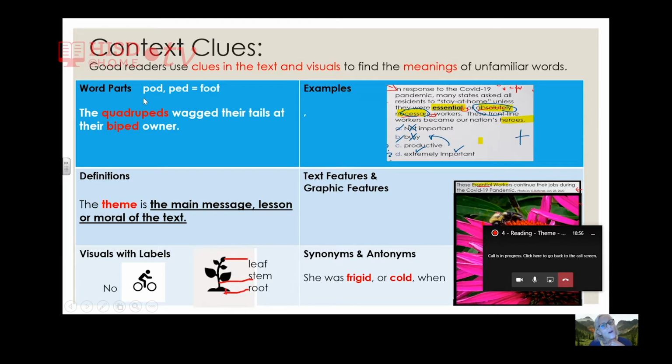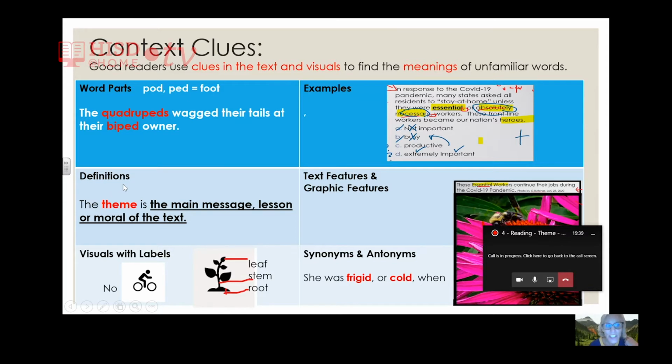So if we're looking at word parts and we're thinking, the quadrupeds wagged their tails at their biped owners. I'm thinking quadruped, biped. I'm thinking ped. Let's see, ped and pedestrian, pedicure. Ped has to do with foot. Pod and ped both have to do with foot. Tripod. So the quadrupeds, that's the four-leggeds, wagged their tails at their biped owners. And I know bi, of course, is two, from bicycle has two wheels, biped owners, so the humans basically. So I can figure that one out.